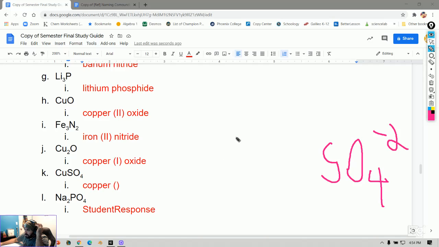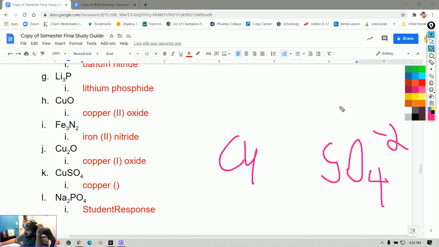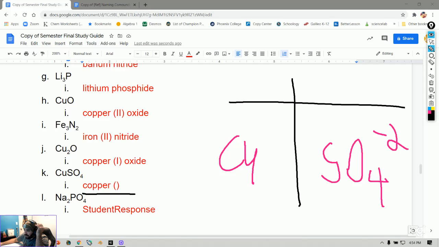And then copper. We don't know its charge, but we can draw our table, and let me make this a different color. We're going to have to figure out that element, but we know that sulfate has a -2 charge. We know there's 1 sulfate. SO4, how many of those are there? There's only 1 of those, the whole thing. Even though there's a 4 here, that 4 tells you that you have 4 oxygens, not that you have 4 sulfates. You have 4 oxygens in 1 sulfate.